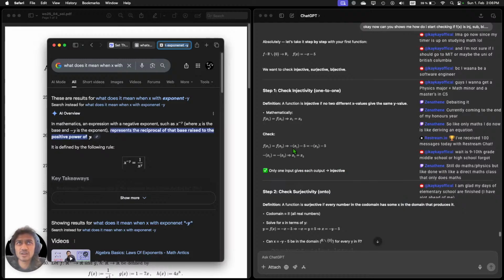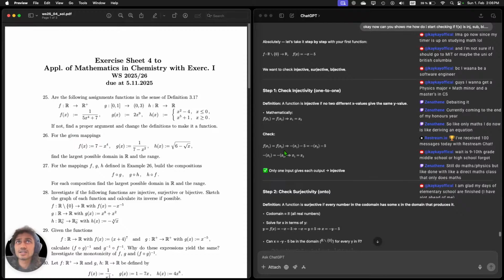How did you check it though? X1 minus 5, what? F of x1 equals f of x2, which implies x1 minus 5. Did you mean raised to minus 5? Equals x2 raised to minus 5.